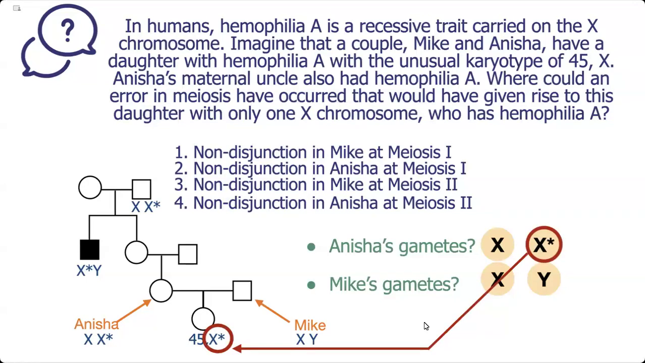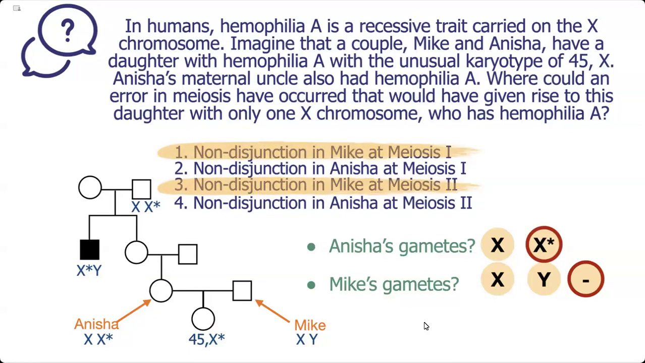So in terms of contribution to the child, Anisha's gamete contributed an X chromosome. And so what this means is that the mistake in meiosis must have come from Mike's gamete. So Mike produced a gamete wherein the X or Y chromosome was missing because of non-disjunction. Now, we don't know if this happened at meiosis 1 or meiosis 2. It could have been either. However, we know that non-disjunction occurred in the production of gametes in Mike.